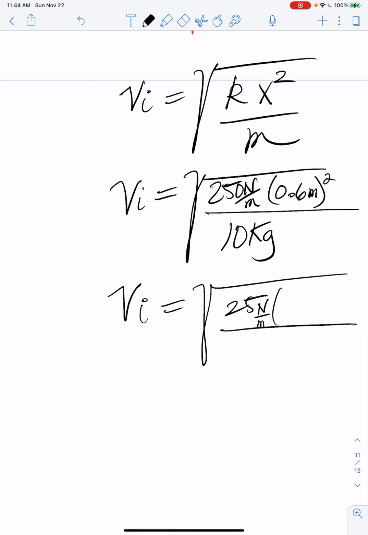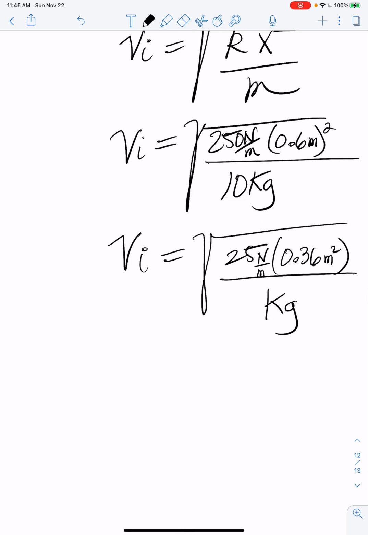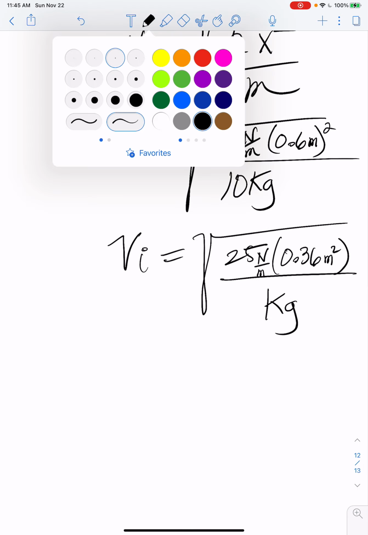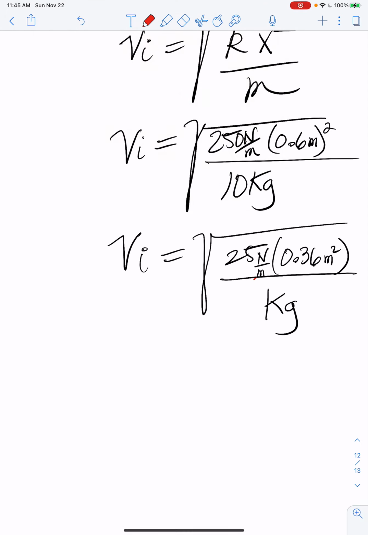And I told you that meter is going to actually go to the bottom, but I'll leave it right there. 0.36 meters squared over kg. Okay, that's kind of what we have here: 25 times 0.36. Let's look at units here. Let's see if we can make this a little bit easier to look at. This meters gets rid of this squared, because this actually gets to go beyond the bottom. So we're left with just a meters here on top. So we have Newton meters over kilograms.